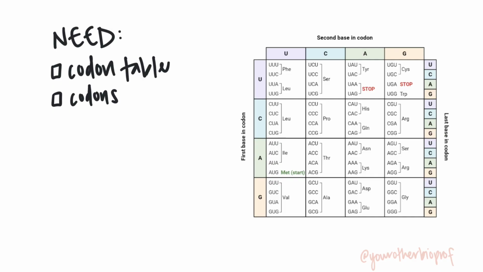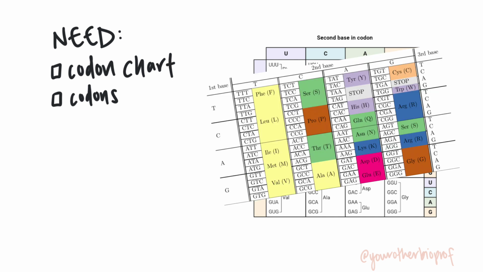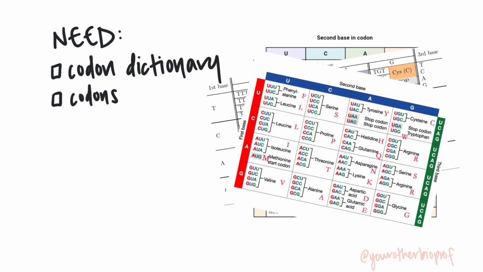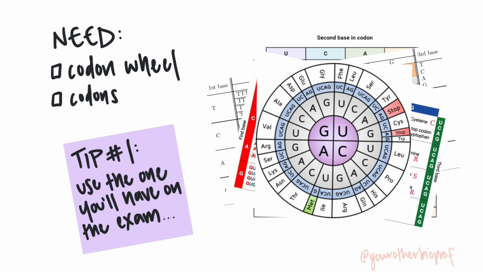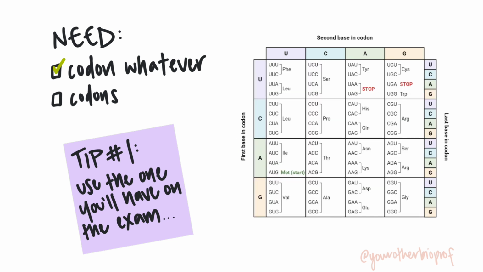First off, you're going to need your own copy of a codon table, or codon chart, or dictionary, or codon wheel, whatever you call it. If you know which one you'll have access to on your exam, that's what you should use for practice every single time. You'll get familiar with it and you'll be able to work faster with it. I'll leave this one up when we're working problems in this presentation.